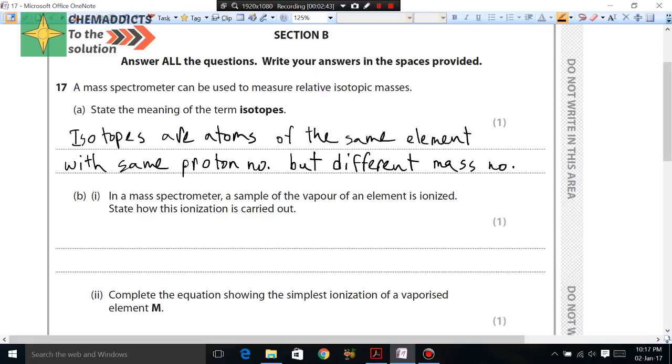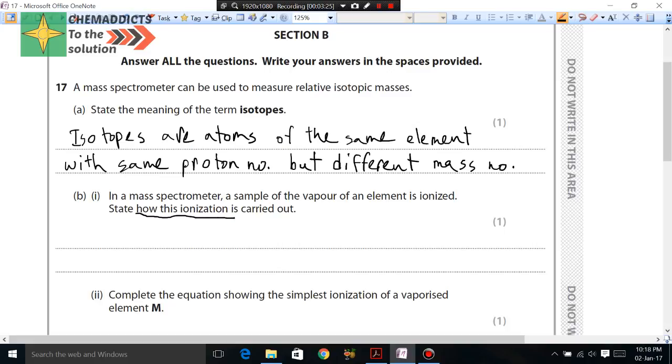Now let's go to question B. Let's read the question first. In a mass spectrometer, a sample of the vapor of an element is ionized. State how this ionization is carried out. Here they have asked us about the process of ionization. This is the actual part of the question: how this ionization is carried out. So we need to discuss the process.